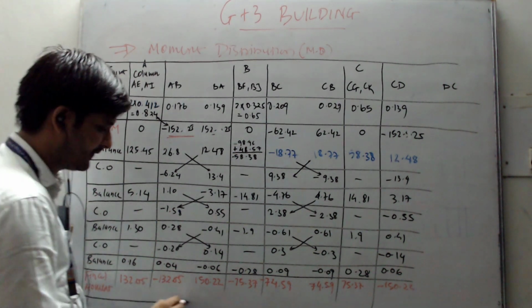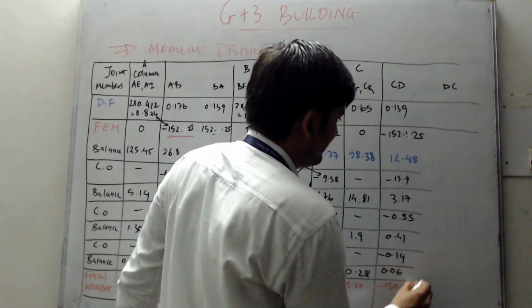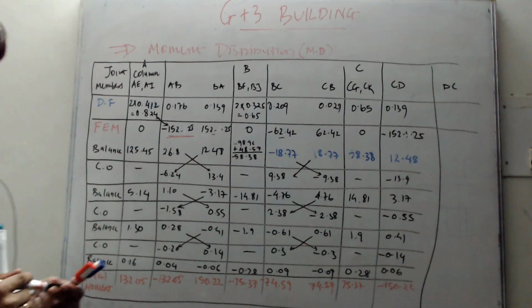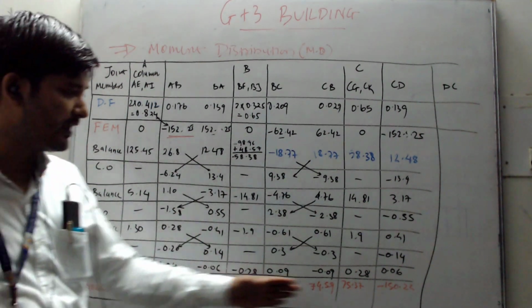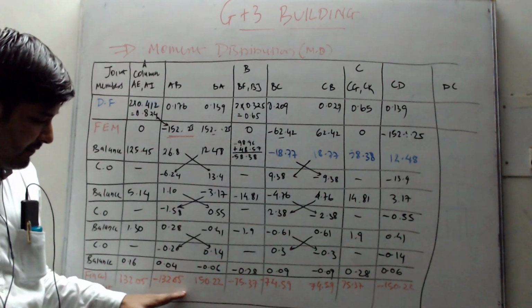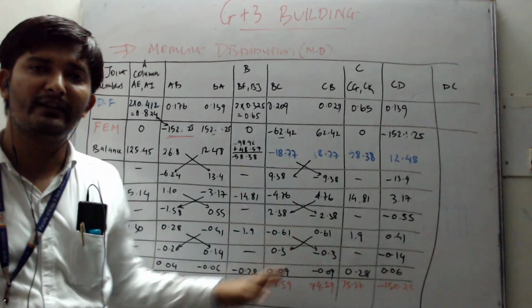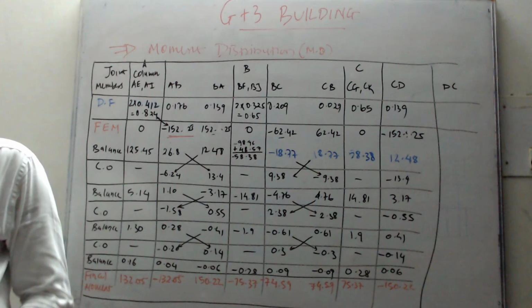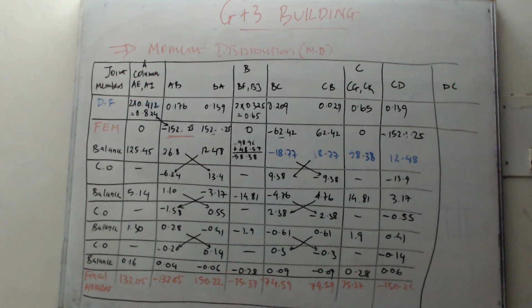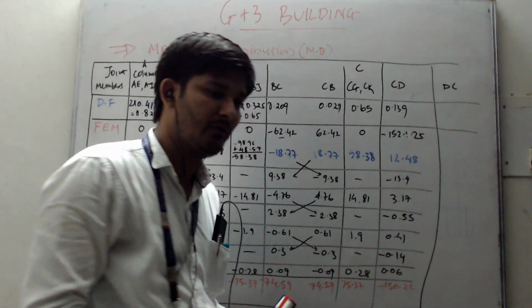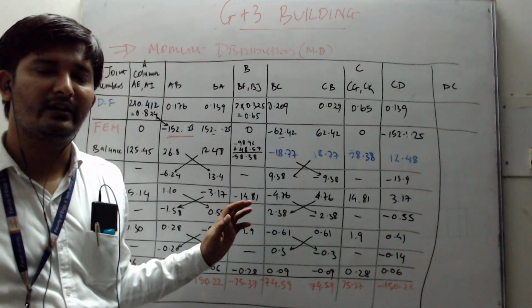We calculate the final moments using the moment distribution method. So you need to remember these values, because we are going to use these values in design of beam and in design of columns also, right? So we have calculated the column moments and beam moments using moment distribution method, right? So this is it. We have completed our bending moment calculation for beams and slab, right?